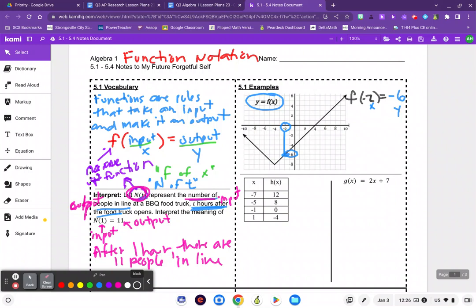So a couple other examples. I've got f of 0, and I want to find f of 6. If you want to pause the video so that you can try it on your own, that'd be great.